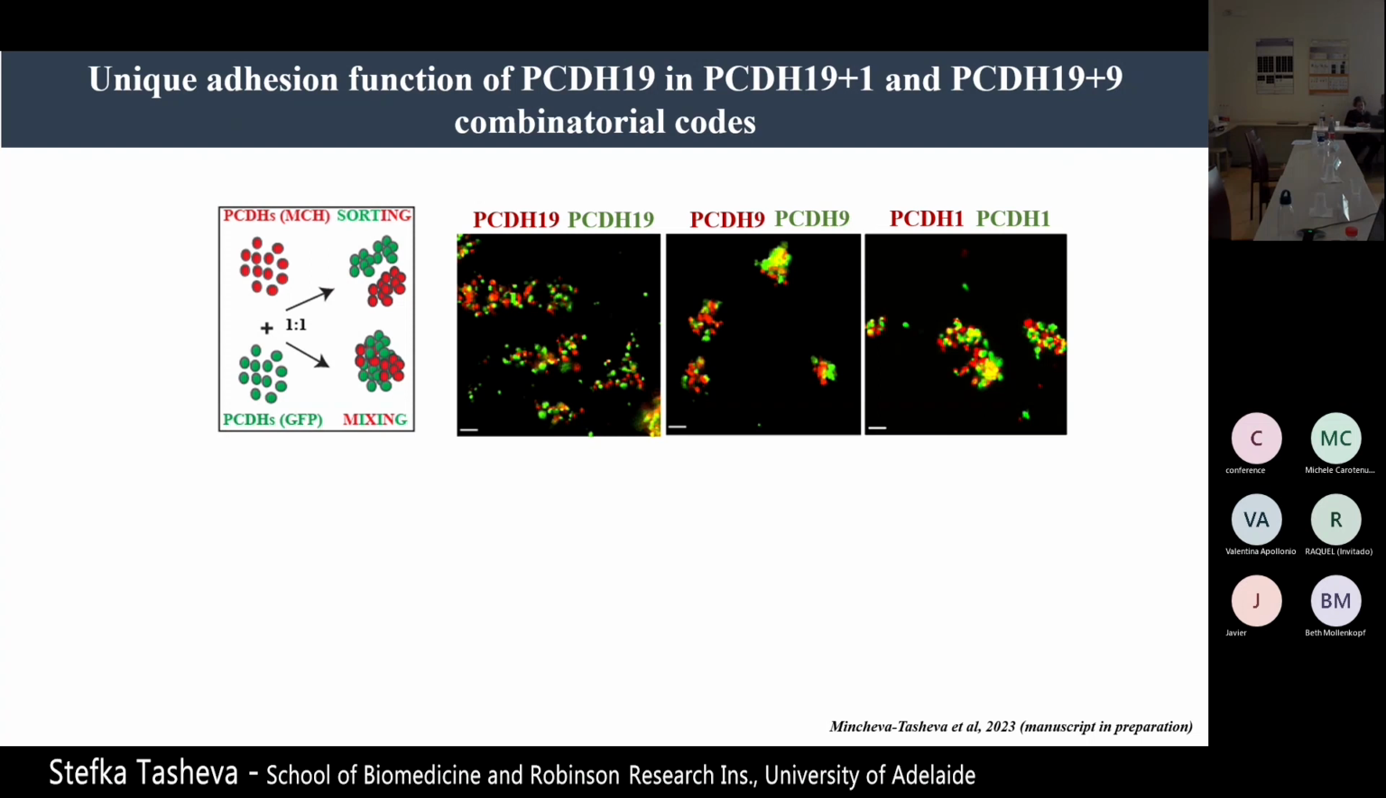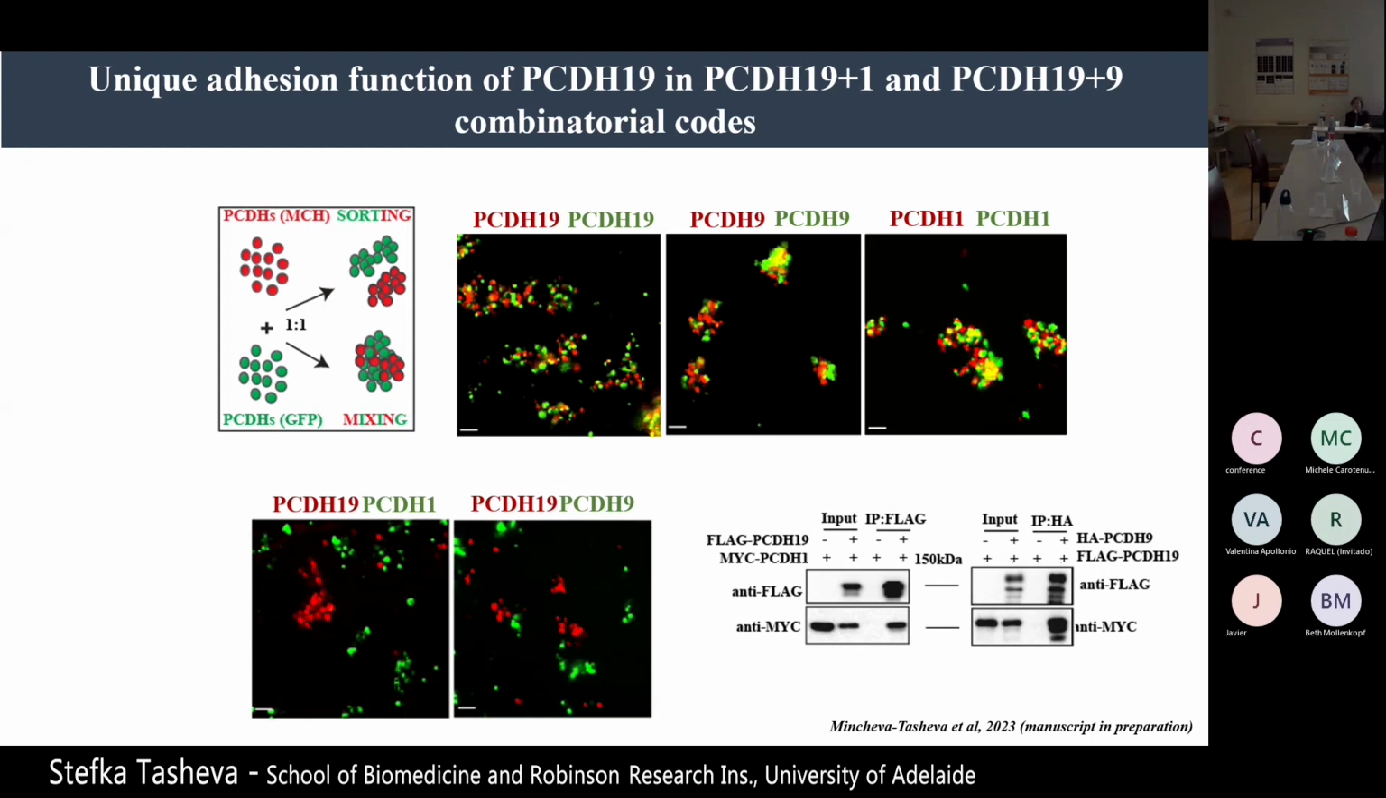To do this, we again performed the aggregation assay that I have explained to you before. That consists in mixing 2 cell populations, expressing firstly the same non-clustered protocadherin, so in this case PCDH19, PCDH9, and PCDH1, expressed under different reporters, so we can visualize the intermixing abilities. And as you can see, when the cells express the same non-clustered protocadherin, they mix together. However, when we mix the cell population that expresses only PCDH19 with the cells that express PCDH1 only or PCDH9 only, these cell populations segregate apart.